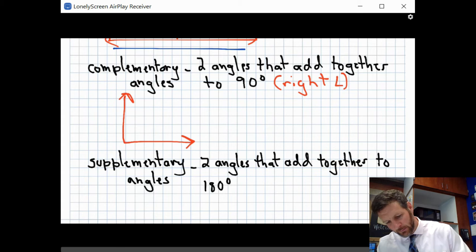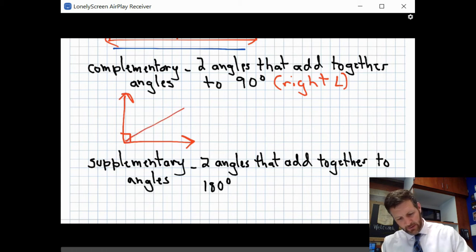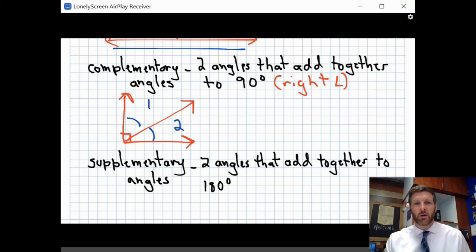I'm going to add that to my definition there. So in other words, we have our right angle, 90 degrees, and then if we divide that into two different angles, these two here and here would be considered complementary because I know that if I added, let's just call them angle 1 and angle 2, if I added those two angles together, I know their total would be 90 degrees, or together they would form a right angle. So complementary means they add up to 90.